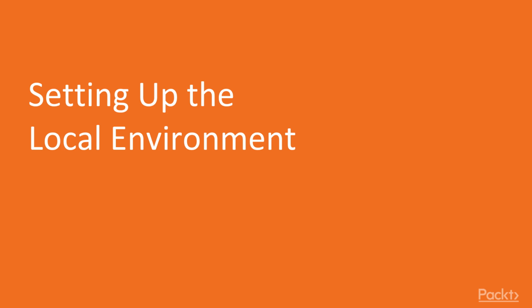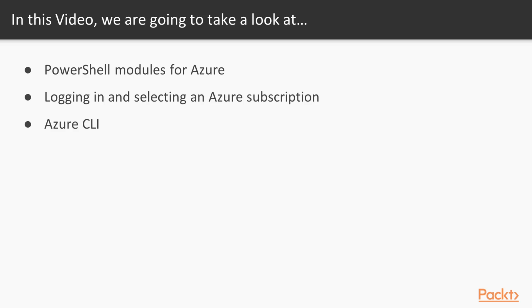Now we move on to the first video of this section that deals with setting up the local environment. Here you will learn how to get started by installing the necessary software modules for managing Azure. In this video, we are going to take a look at which PowerShell modules we need to manage Azure using the Azure Resource Manager. We will log into Azure Active Directory and select an Azure subscription to use. And we will also install and prepare the Azure CLI for use in later sections.